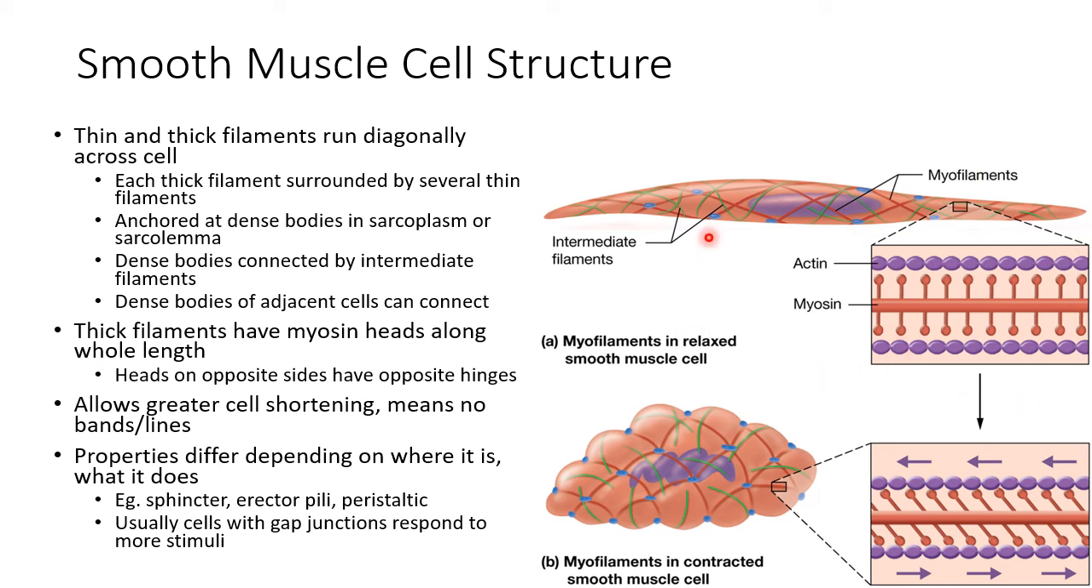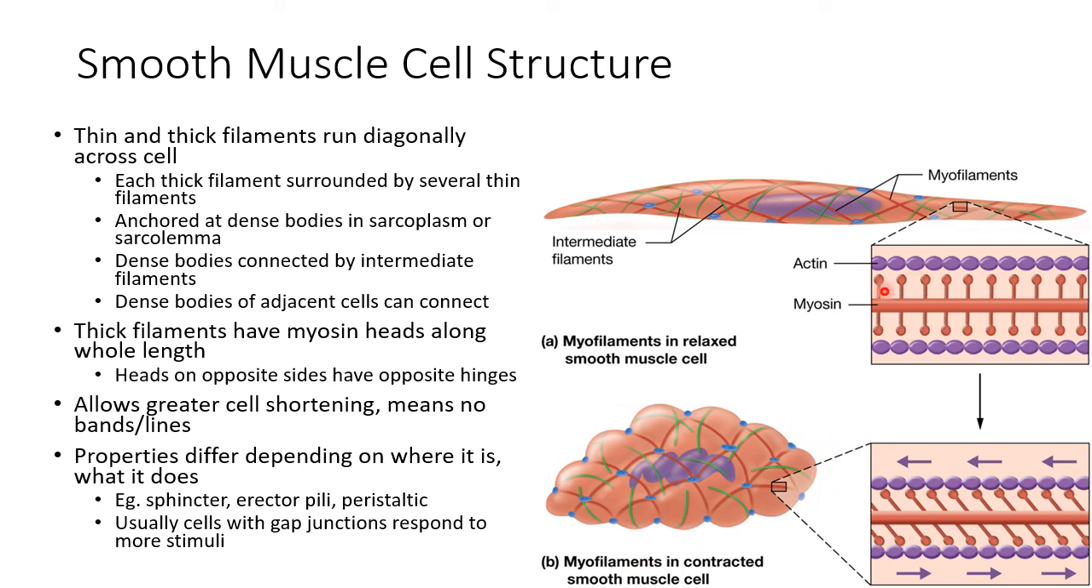Then you have these points on the cell membrane called dense bodies, where those myofilaments are anchored. So that if the muscle cell contracts, you're going to have the thick and thin filaments sliding past each other. Since they're all arranged in this diagonal pattern, instead of the cell just getting shorter, it's going to bunch up like this.